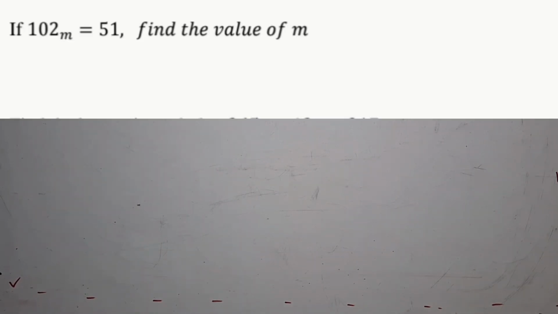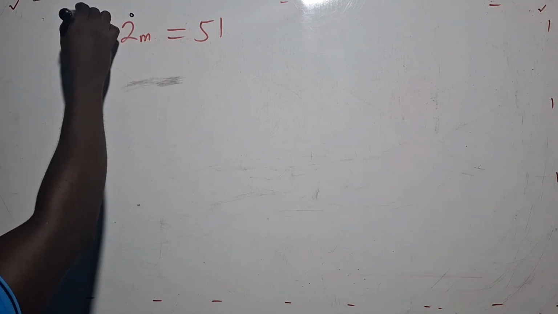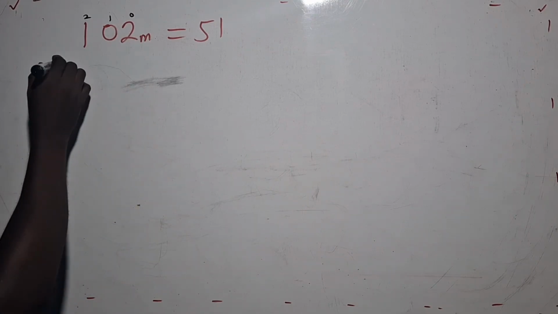So as the question is posted on the screen, we are to find the value of m. If 102 base m is equal to 51. So let me award the powers 0, 1, 2. And this one doesn't have a base, so it's in the decimal numeral already. It's in the decimal base already. So I'm going to work with this one by awarding my powers.